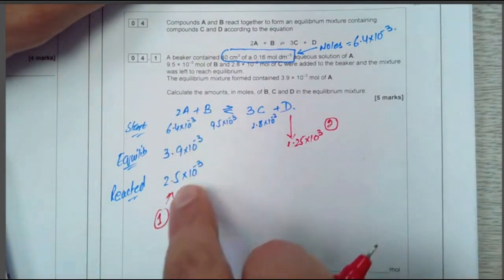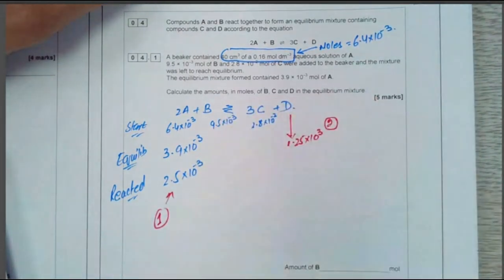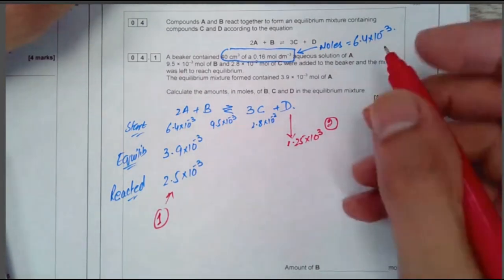This is 2 to 1, so half of this will be taken away from it. So I can do 9.5 times 10 to the power of minus 3 take away. For example, A is 2,000 more than B. So then to find B, you just do 9.5 times 10 minus 3 minus half of that. That's 3.9 times 10 minus 3.